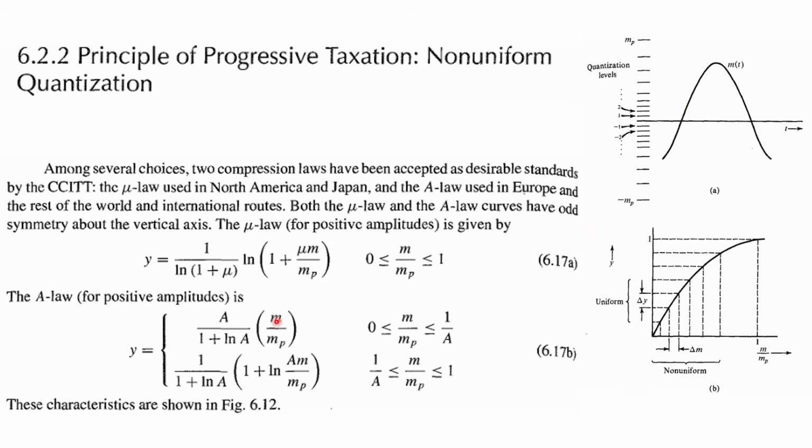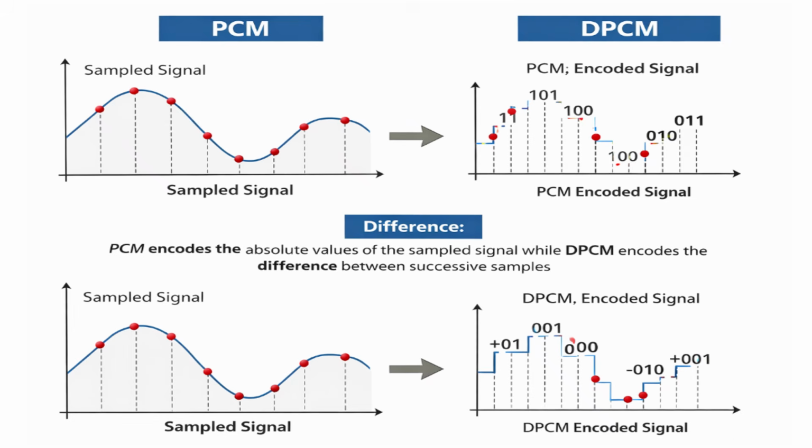So the two types of non-uniform techniques we are using are A law and mu law. According to mu law, y will be 1 by ln(1 plus mu) times ln(1 plus mu m divided by mp). M by mp is in between 0 to 1. Similarly for A law, you can check it here. That is how you can write the value of y, right?